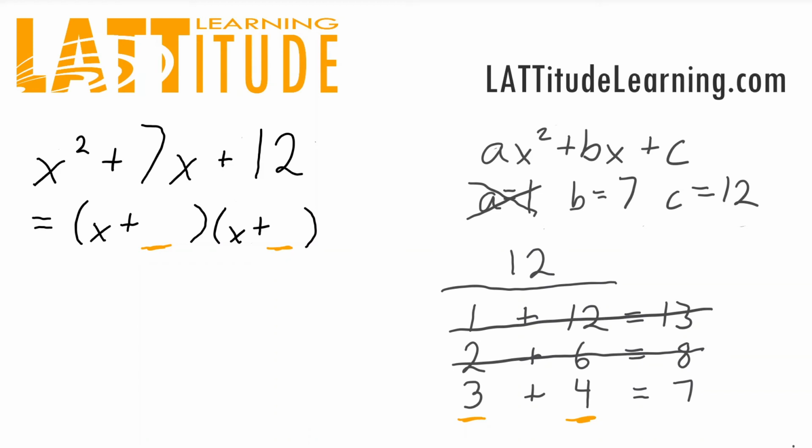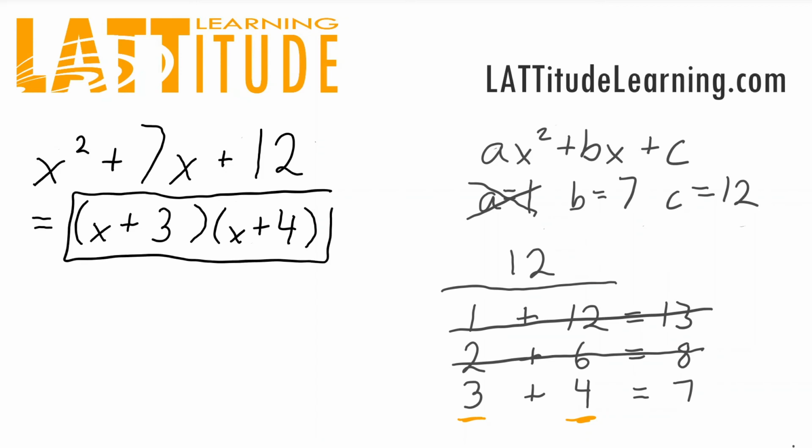And because both binomials are addition, I know that I can put the 3 and 4 in any order. I could put the 3 in the first binomial or the 4 in the first binomial. It doesn't matter. I'm going to choose to do the 3 first. And then the 4. So x squared plus 7x plus 12 factors into x plus 3 times x plus 4.